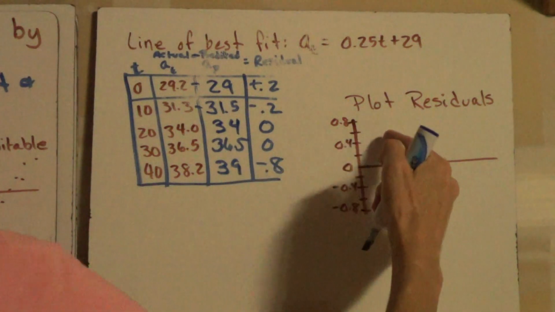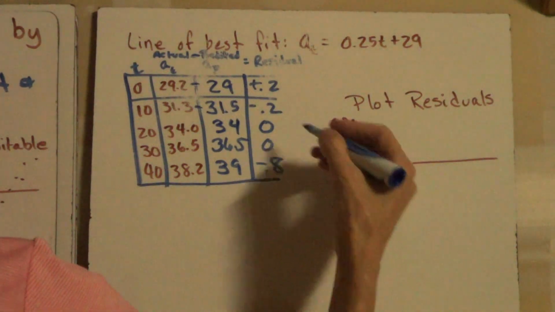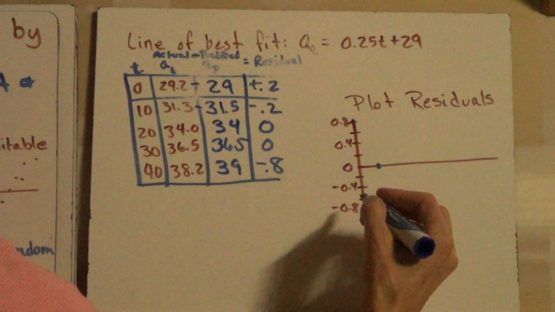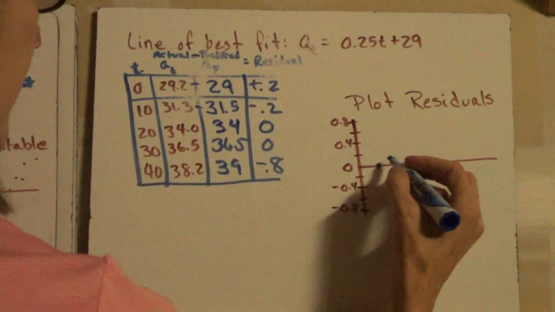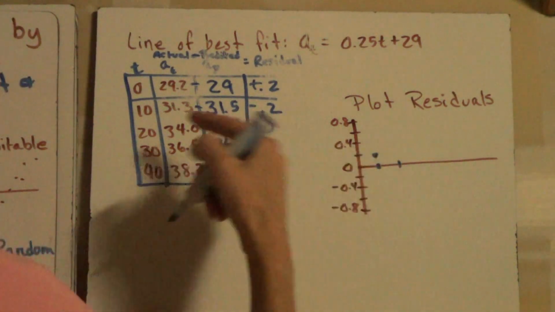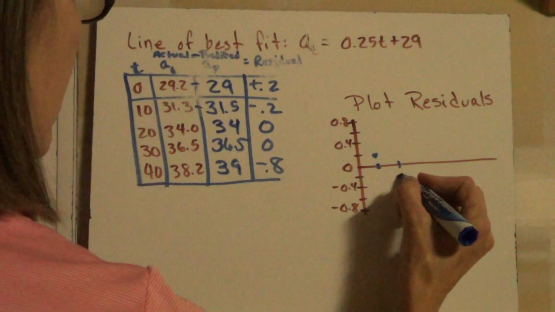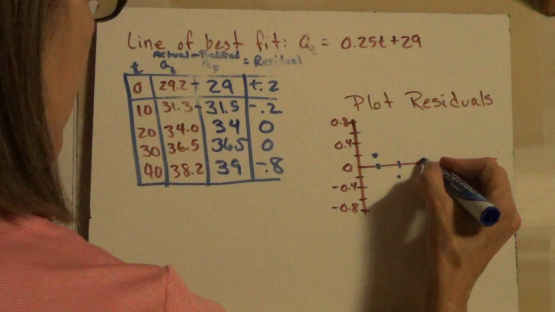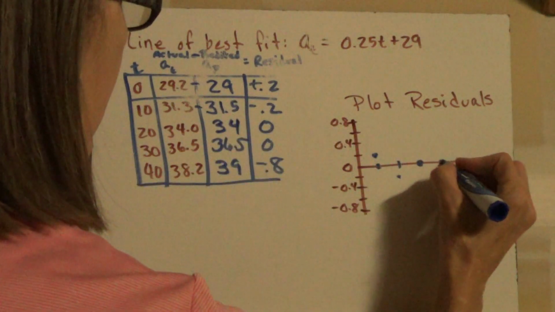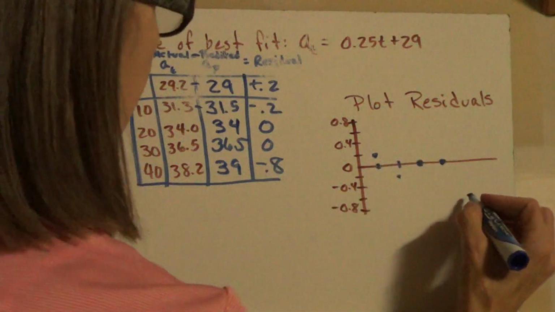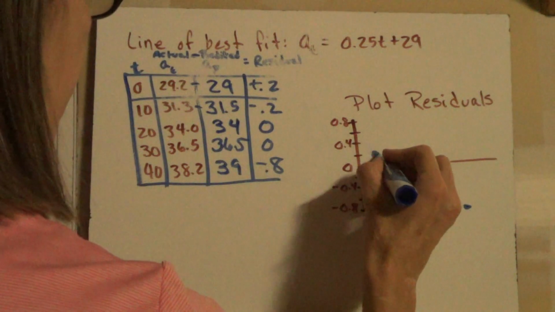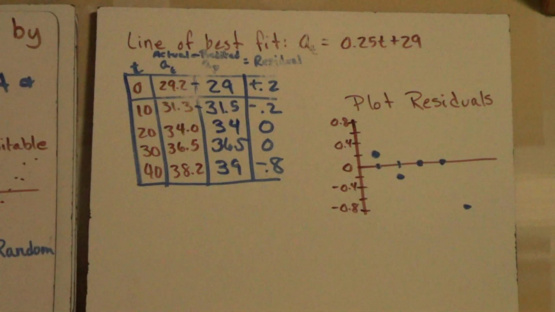So now we come over and we actually plot these. Okay, so our first plot is plus 2, right there. The next one is at -2. The next one is at 0. The next one is at 0. And the next one's at -0.8. So that's how our residuals look.